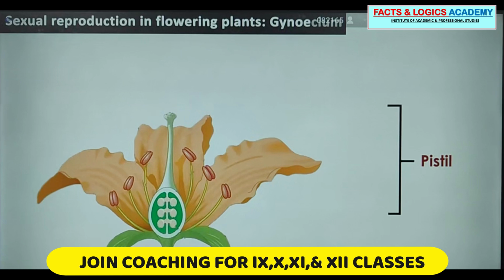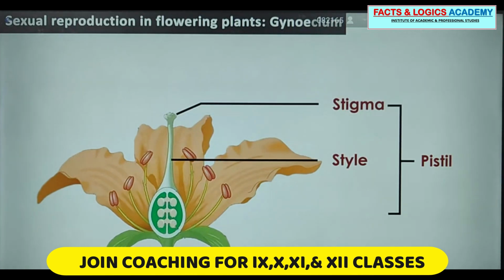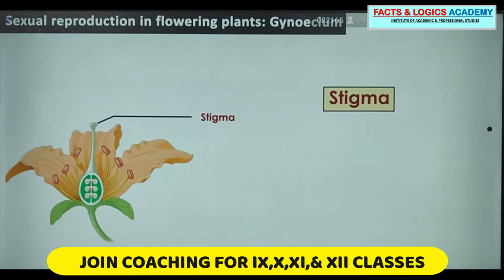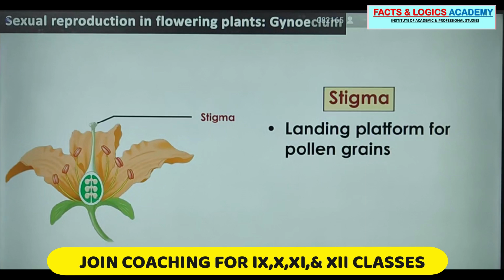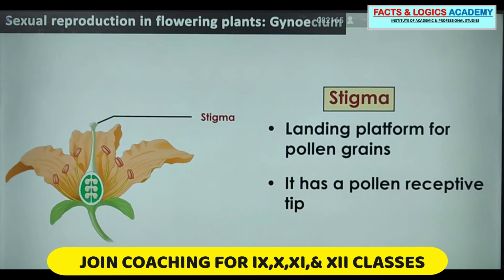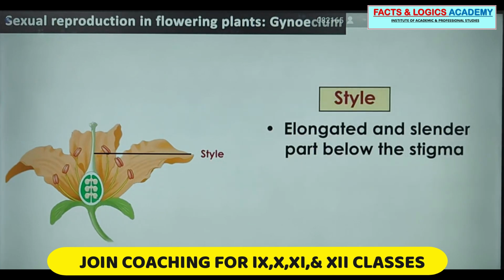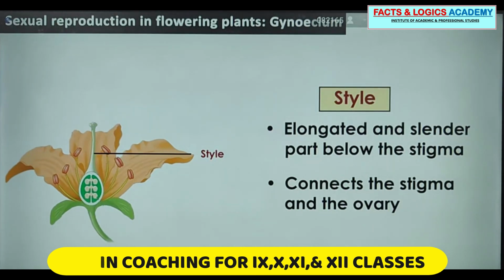Yes, the pistil is divided into stigma, style and ovary. Now let us briefly discuss the functions of these parts. The stigma serves as a landing platform for pollen grains. It forms the pollen receptive tip, which is often sticky and can be of various shapes. The style is the elongated slender part beneath the stigma, which connects the stigma and the ovary.